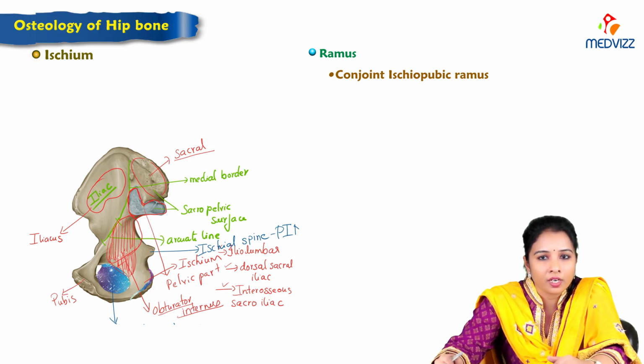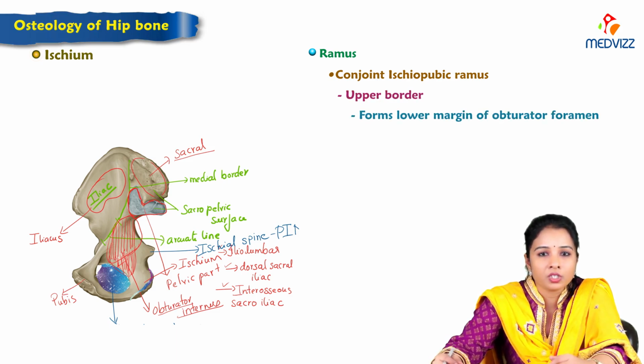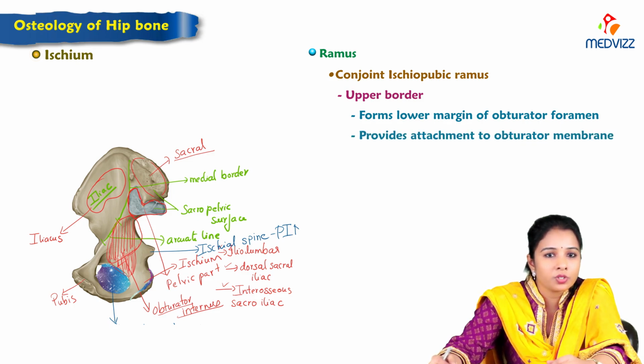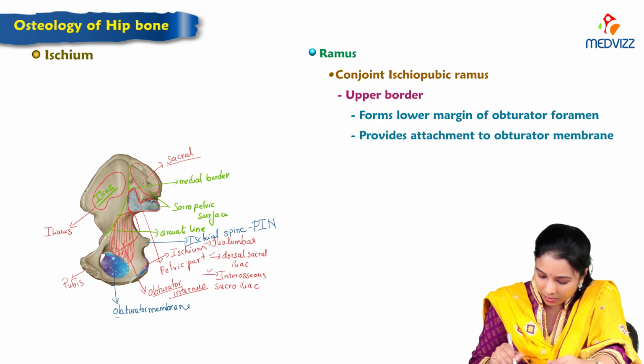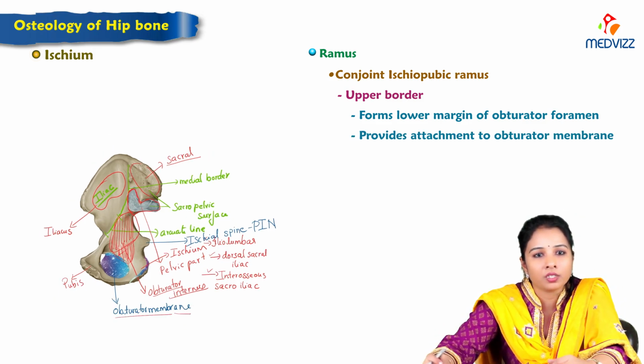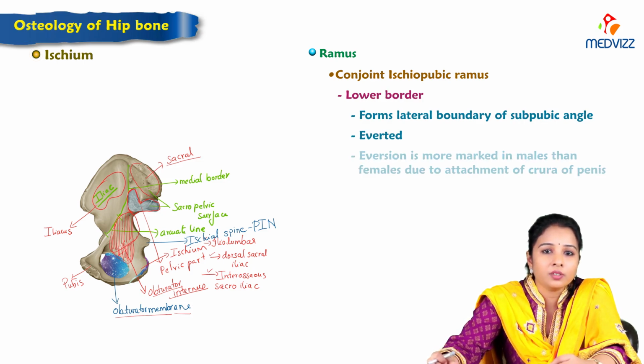It is a conjoint ramus, and this conjoint ischiopubic ramus, the upper border of it forms a margin of the obturator foramen, and it provides attachment to the obturator membrane. We can see the obturator membrane attaches to the upper margin, whereas the lower border forms the lateral boundary of the subpubic angle, and it is everted in males. It is more everted in males than females due to the attachment of the crura of the penis.